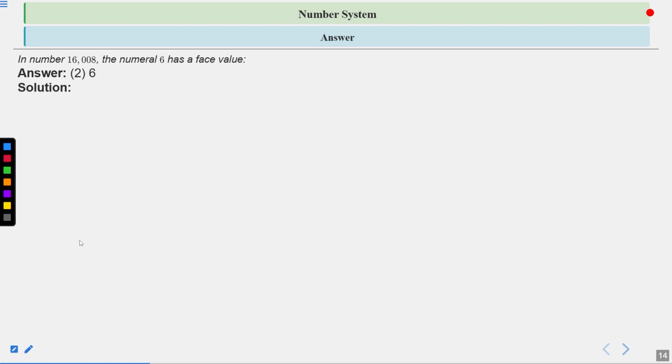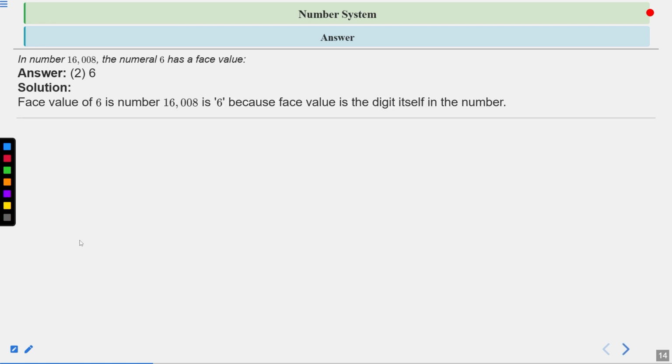So see the detailed solution. The face value of 6 in this number 16,008 is 6, because face value is the digit itself in the number. Next.